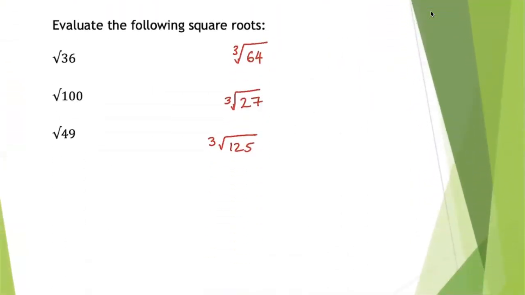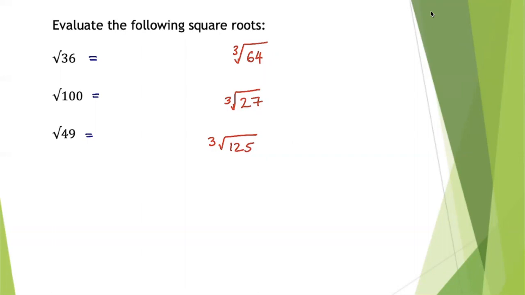Okay, now on the next bit, how about this? Now you're going to evaluate these square roots, and what you have to do then is find out the answer to what is the square root of 36, which number times by itself makes 36, which number times by itself makes 100, and which number times by itself makes 49. And then there's a much harder challenge if you finish those 3, and that is which number multiplied by itself 3 times makes 64 and 27 and 125. Okay, pause the video and off you go, guys.